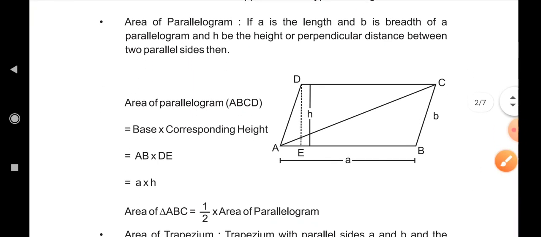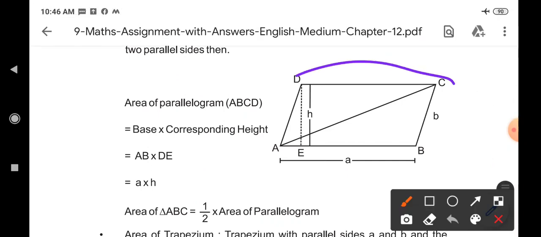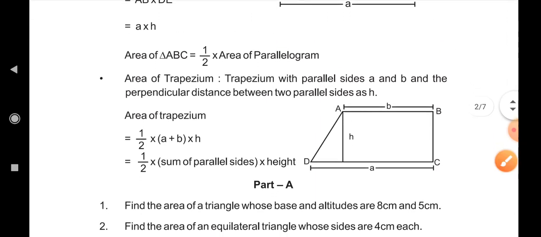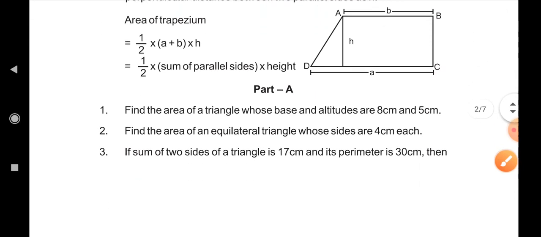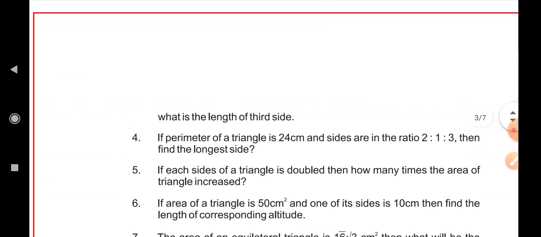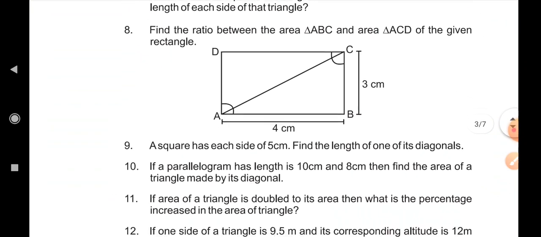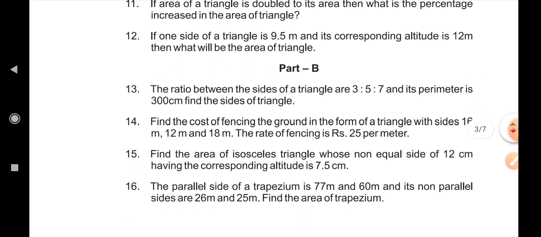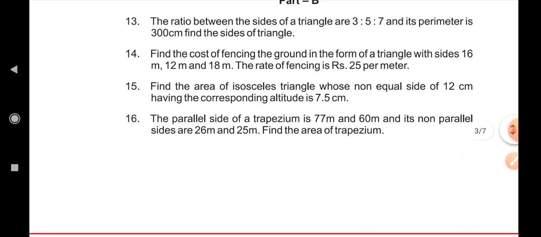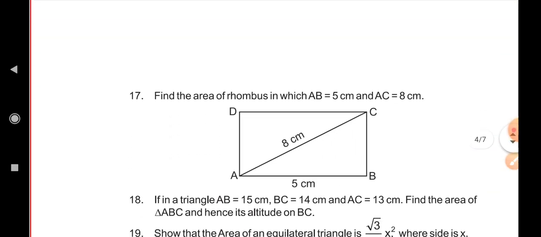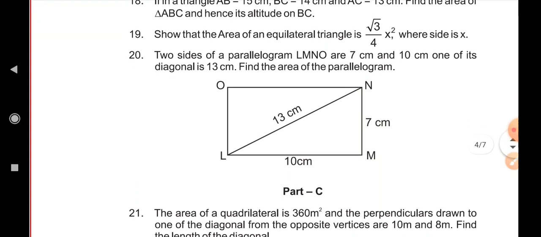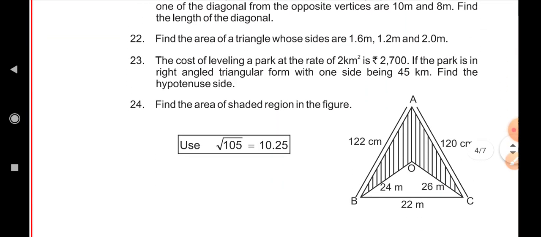And you can see the area of the parallelogram also, since it is base into height. And we have given so many formulas, and you can see that we have given some questions also. You can solve these questions yourself. This is the A part and this is the B part. There are so many questions. You can see the questions from this also. And these are the extra questions which are based on Heron's formula.